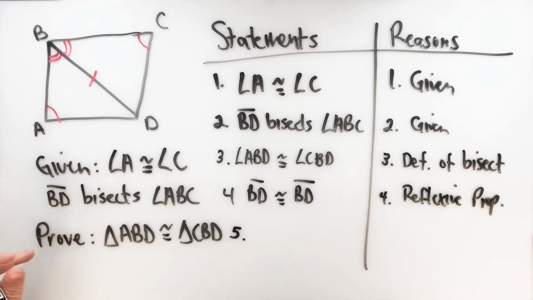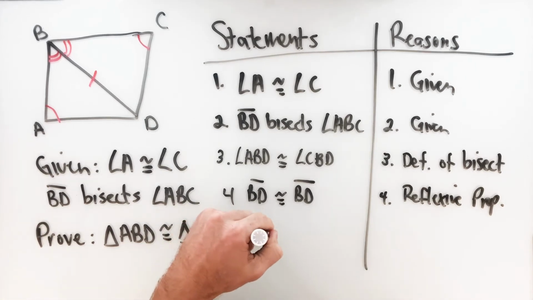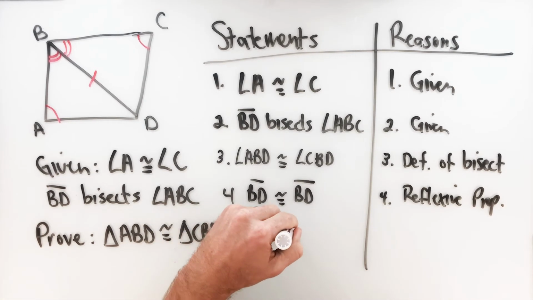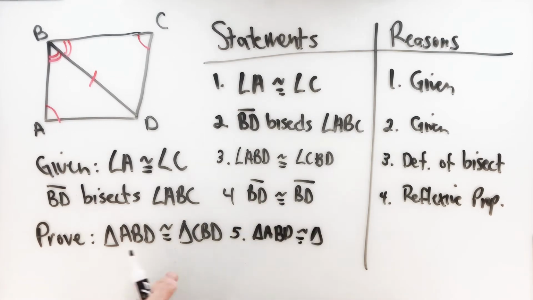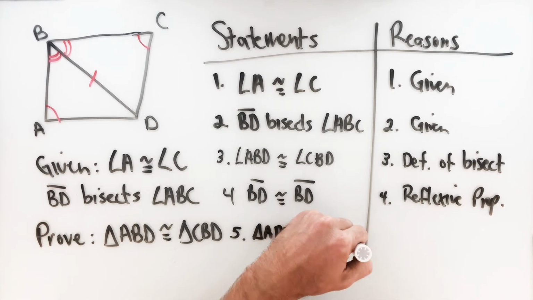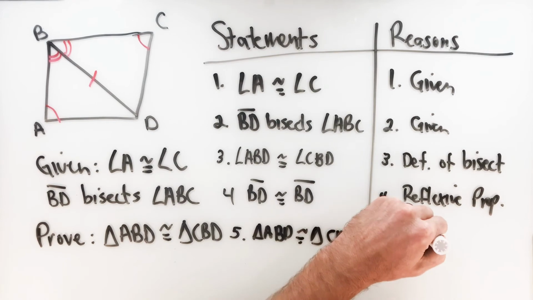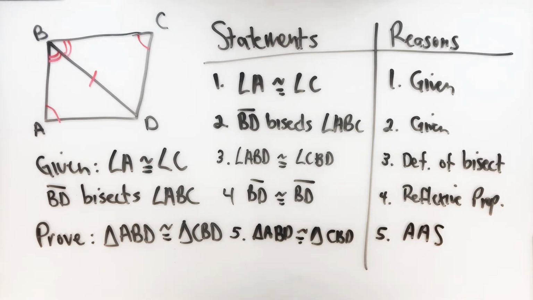So once we have enough, what are we trying to prove? We're trying to prove that triangle ABD is congruent to triangle CBD. And we've got this one by angle, angle, side. All right, not bad. Let's try one more.